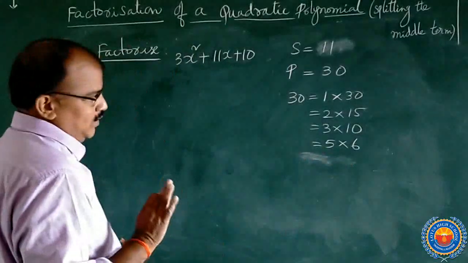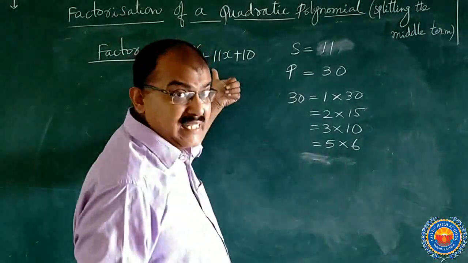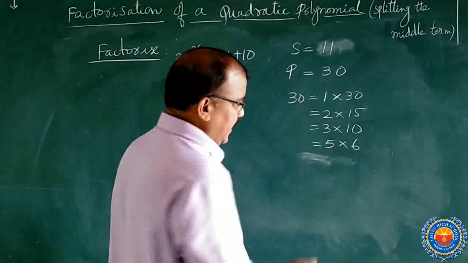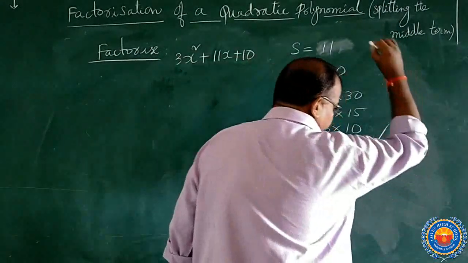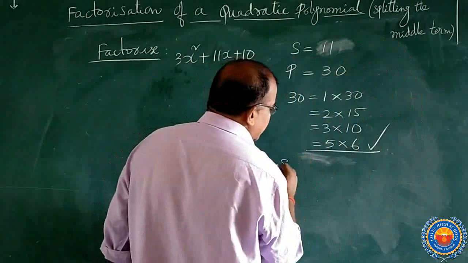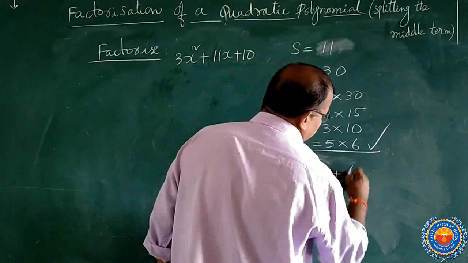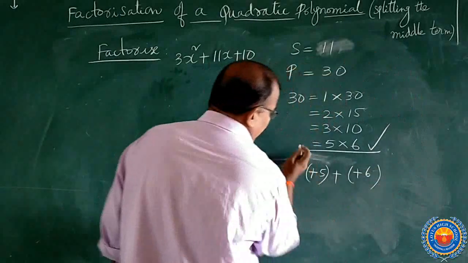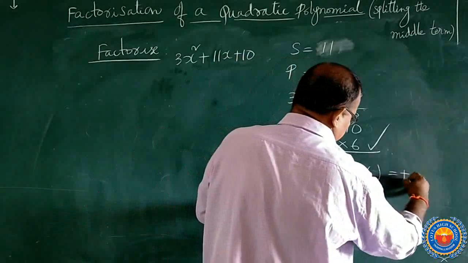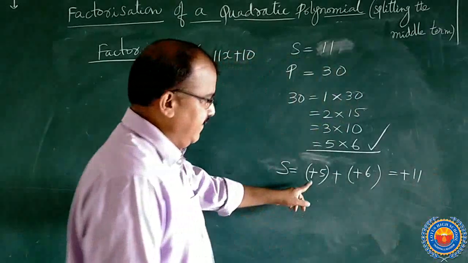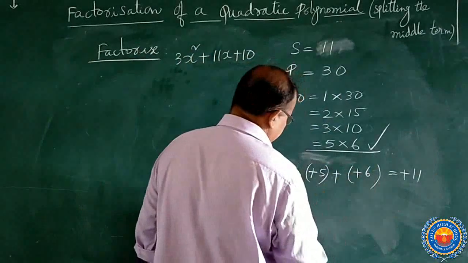So here, which is suitable? Maybe this is not suitable. If you are adding these two numbers, you should get the middle term value. That's why definitely this is suitable. Which is suitable? 5 and 6. Therefore the numbers are plus 5 and plus 6. If you add these numbers, the answer is plus 11, same sum. I am adding both the numbers, plus 11.